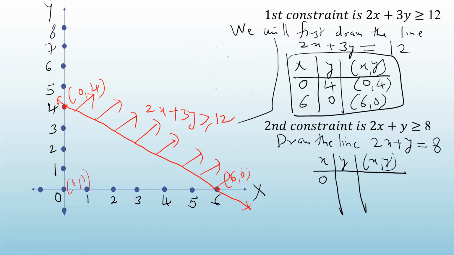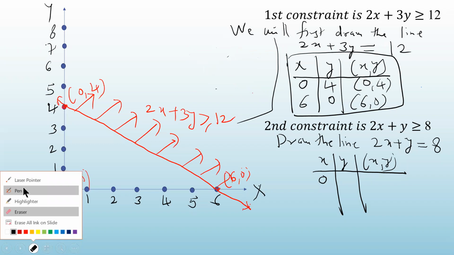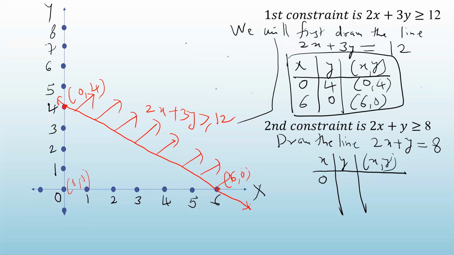So in this equation, put x equal to 0. So 2 into 0 plus y equal to 8. So 0 plus y equal to 8. Therefore, what is the value of y? It will be 8. So when you put x equal to 0, you get y equal to 8. So the point is (0, 8). I hope you are understanding this. So I have got 1 point, (0, 8).